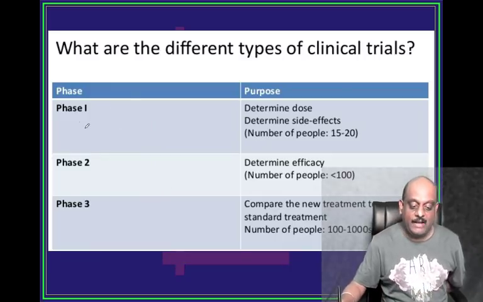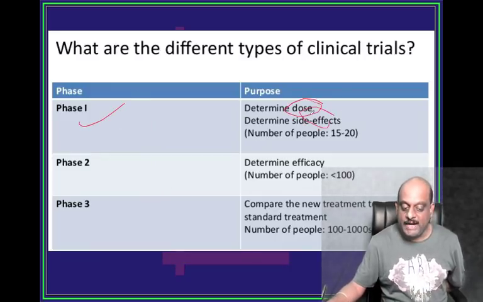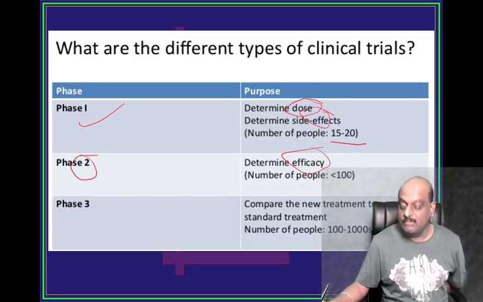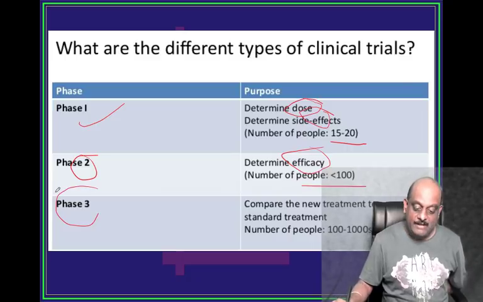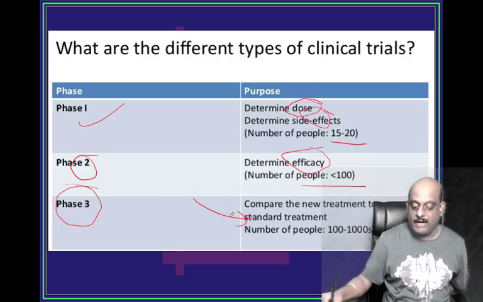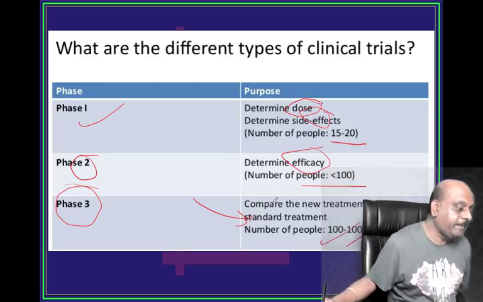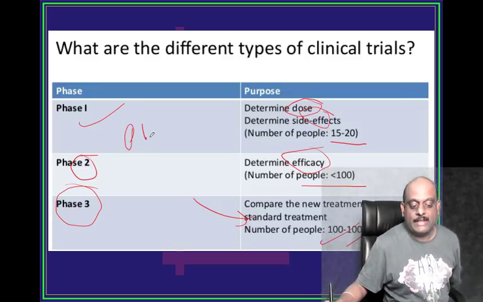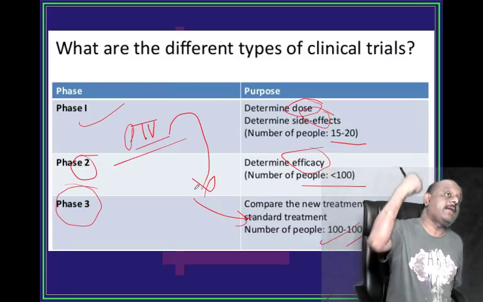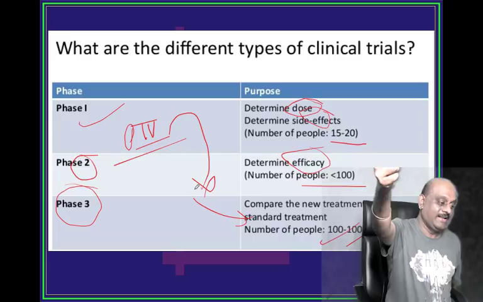So phase 1 is to know the dose, side effects, 15 to 20 people. Phase 2 is efficacy, people less than 100. Phase 3 is you want to compare the new treatment to the standard treatment, and 100 to 1000 people. What is phase 4 called, doctor? Phase 4 is called post marketing surveillance.